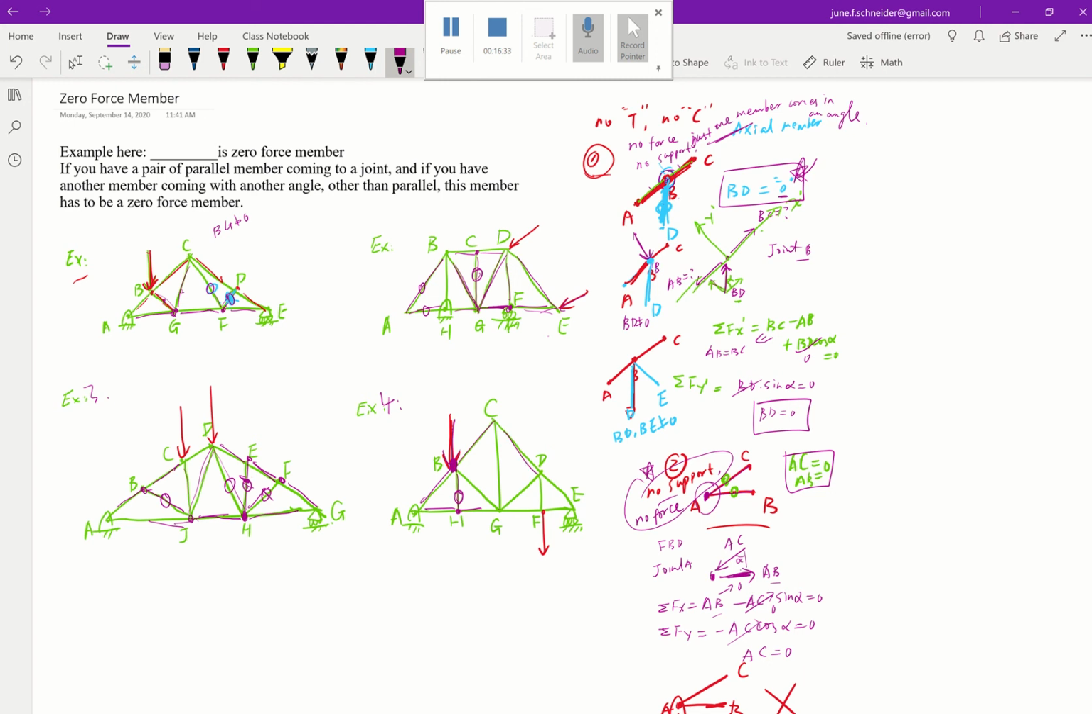Then how about CD and D coming to joint D, and GD and DF, the two members come in at an angle, so they are not zero force members. So now let's look at GF and EF. They come to F, and despite DF being the only member that comes in, there's what? External force. So DF is not a zero force member. So for example 4, BH is the only one here that is a zero force member.